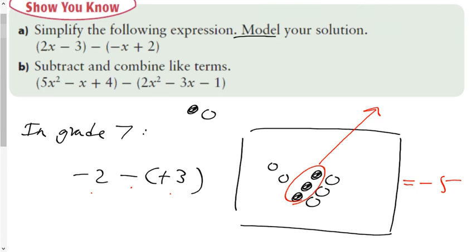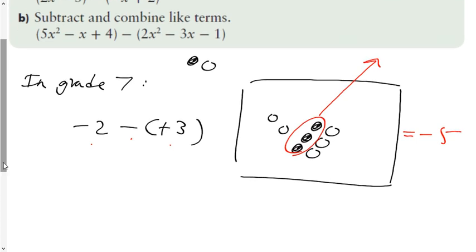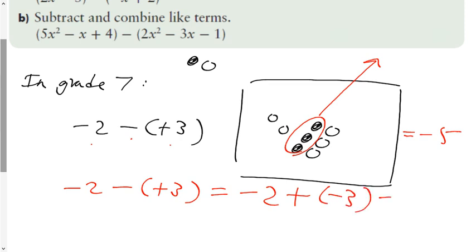We then also learned that you can get the same answer by keeping the first term, changing the subtraction to addition, and using the opposite of the second term. And 2 negatives combined with 3 negatives is 5 negatives, right? So that was your grade 7 outcomes for integers. The first one was how to model it, and the second one was realizing that the keep, flip, change idea to subtraction of integers works.